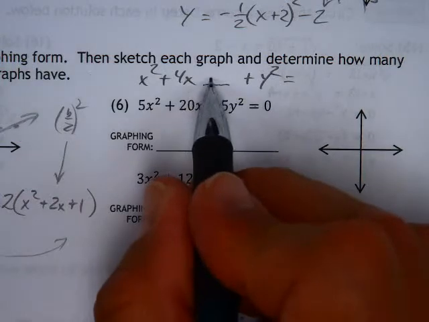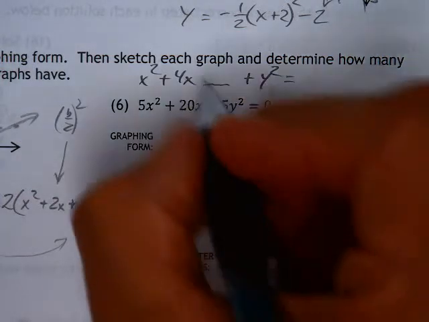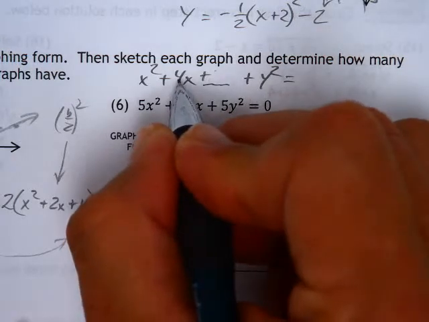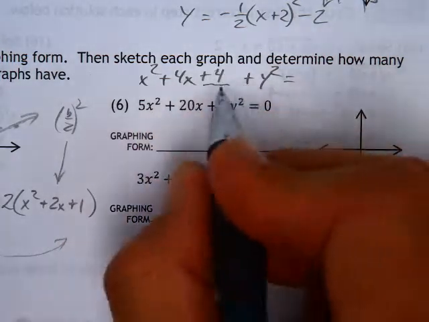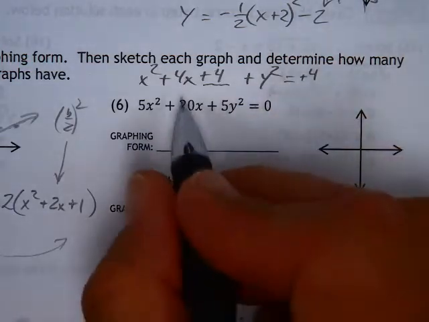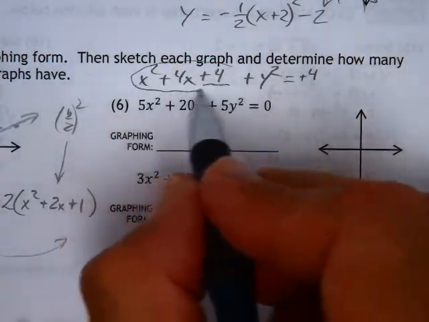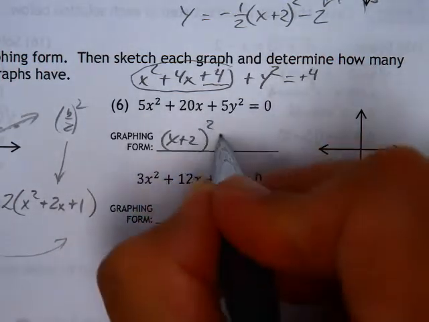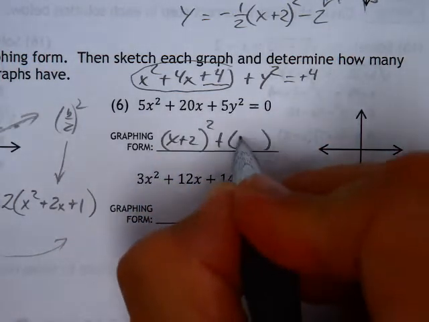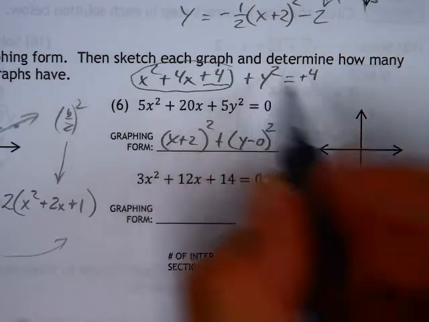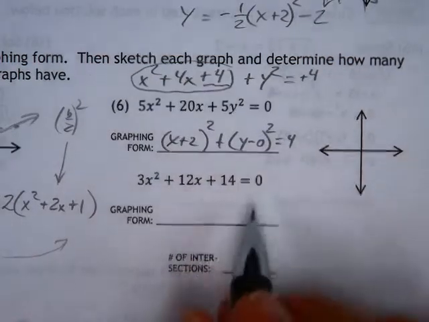What do I need to add here to complete the square? Plus, the 4 over 2 squared gives me another 4. Because it's a circle, I'm going to add another 4 to both sides. And so the graphing form of this, if I factor this, becomes x plus 2 quantity squared plus, just for kicks, I'm going to call this y minus 0 squared because there's nothing with the y. And it's equal to 4.